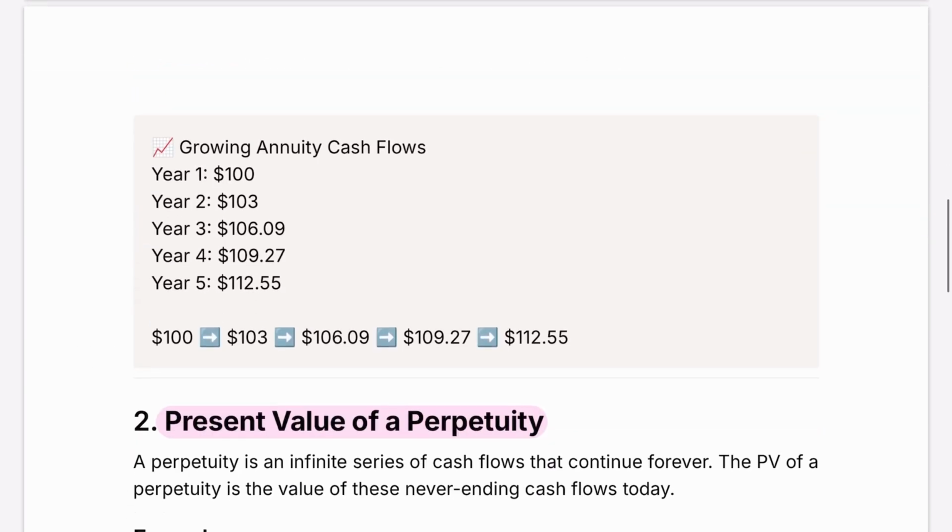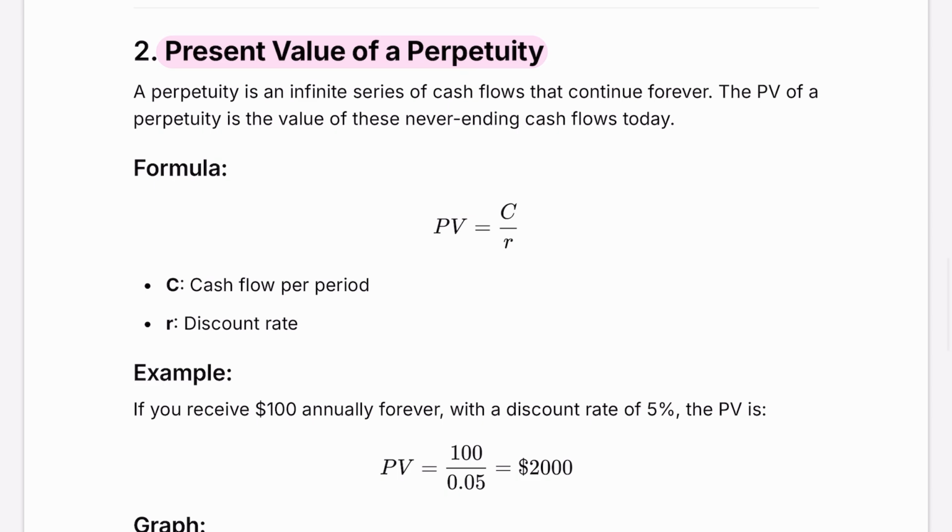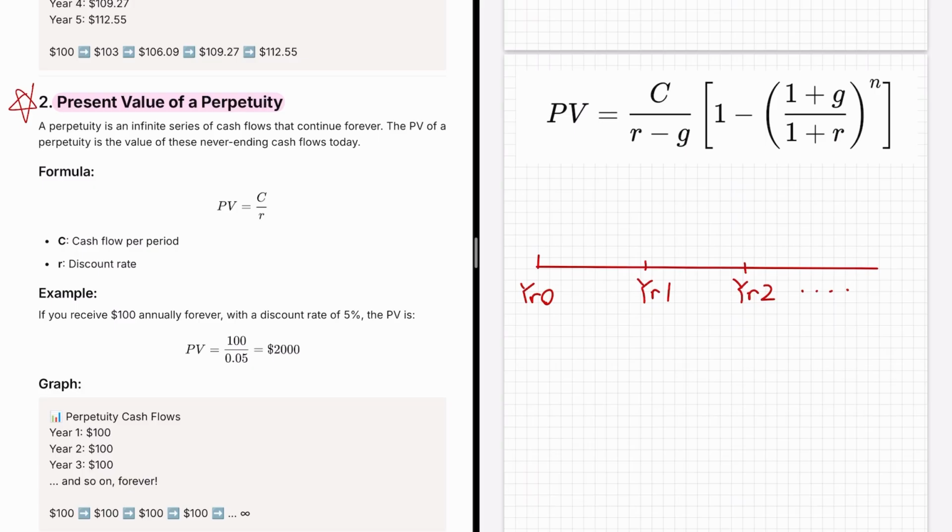And our second formula is actually based on the first formula, the present value of a perpetuity. Now let's have a look at the second formula, present value of a perpetuity. So perpetuity is an infinite series of cash flow that continue forever.